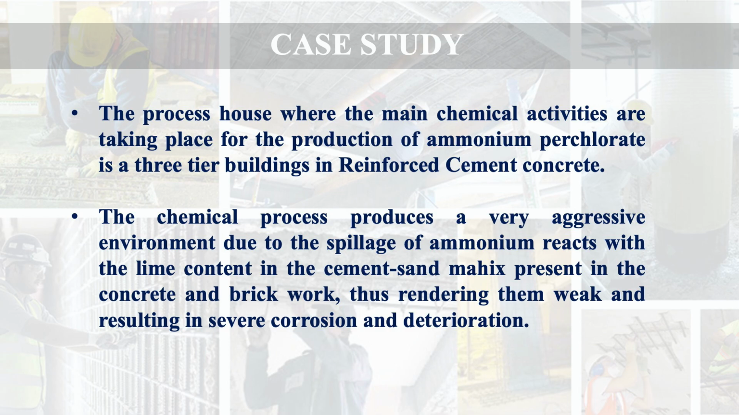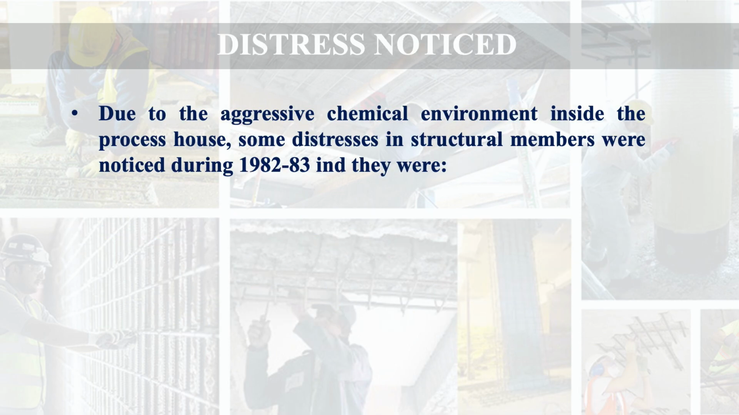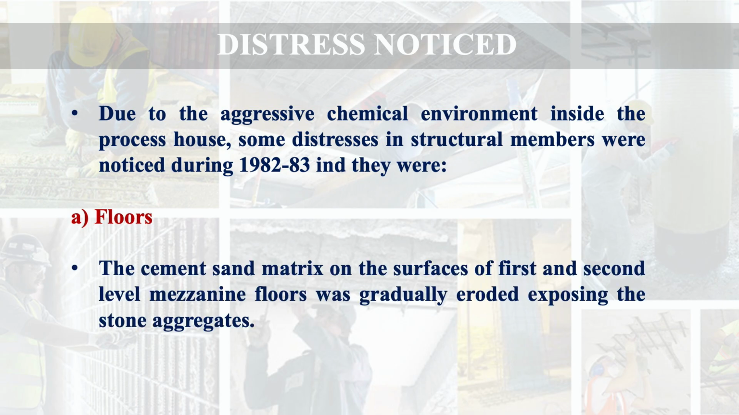What distress was noticed there? Due to the aggressive chemical environment inside the process house, some distresses in structural members were noticed during 1982 and 83, and they were in floors. What happened there? The cement sand matrix on the surface of the first and second level mezzanine floors was gradually eroded, exposing the stone aggregates.